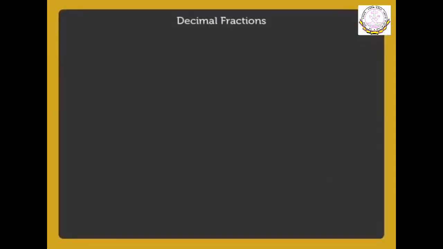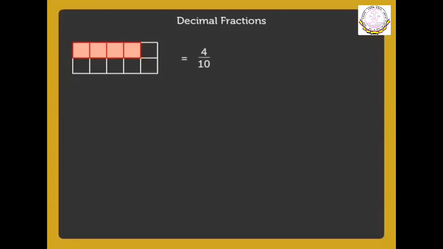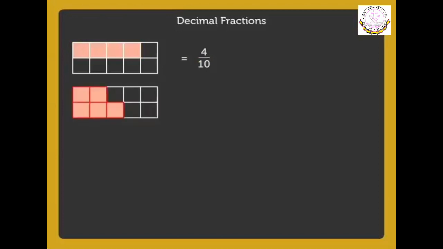Children, in the previous chapter you have learned how to write the fraction. So the fraction of the shaded part will be 4 by 10. In this, 4 is the numerator and 10 is the denominator. So the fraction of the next figure will be 5 by 10. In this, 5 are shaded, so 5 is the numerator and 10 is the denominator.